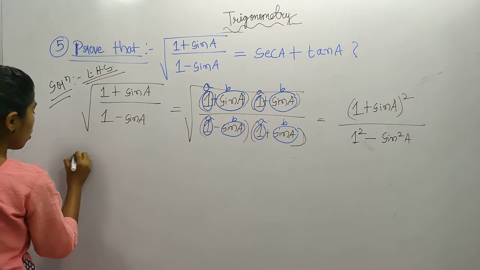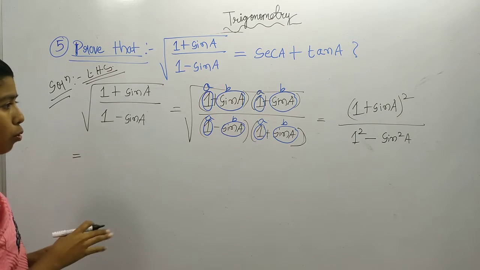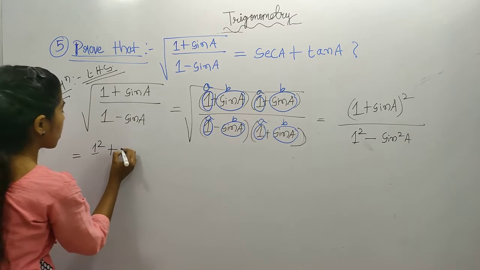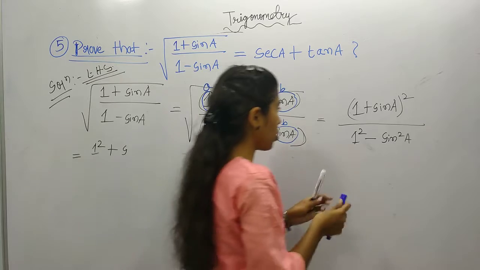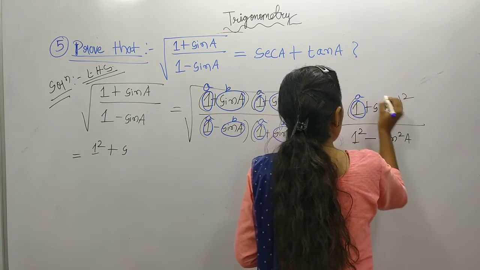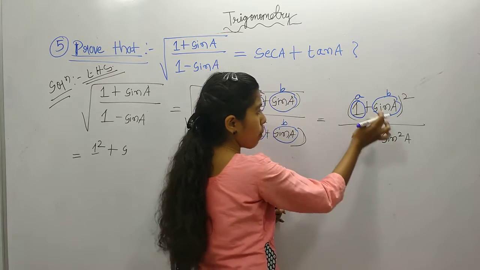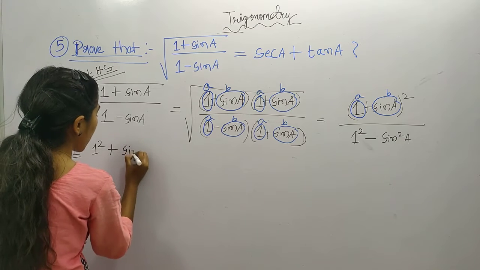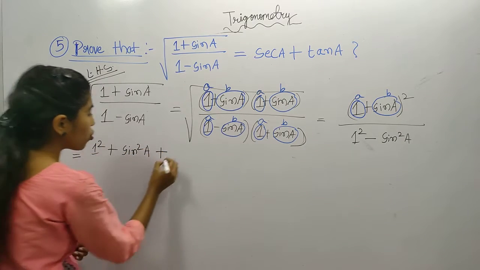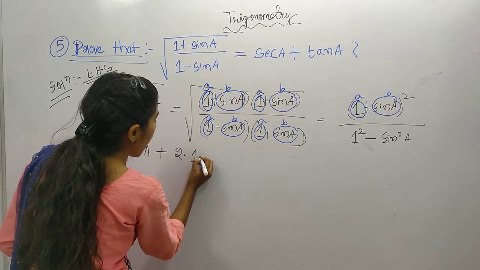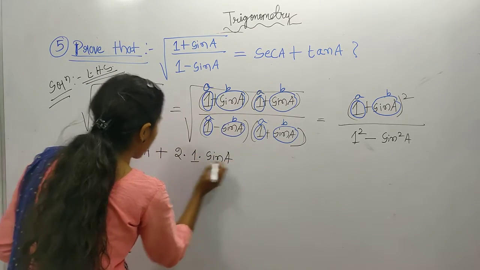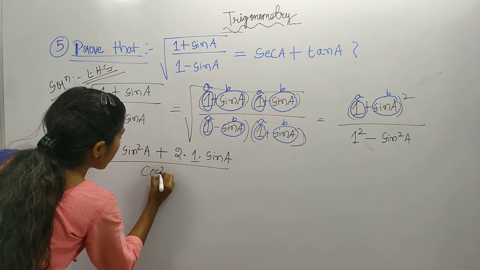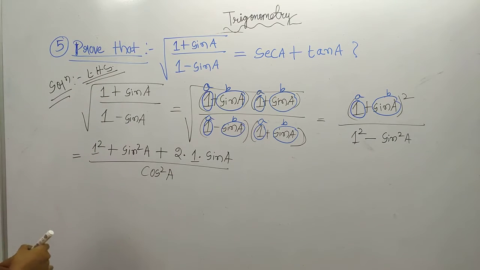Next, what will we do now? 1 plus sin A whole square, we will open A plus B whole square: A square plus B square. 1 is A and sin A is B. So A plus B whole square: A square means 1 square, plus B square means sin square A, plus 2 into A means 1 and B is sin A, divided by 1 minus sin square A, whose formula is cos square A. Okay, next.